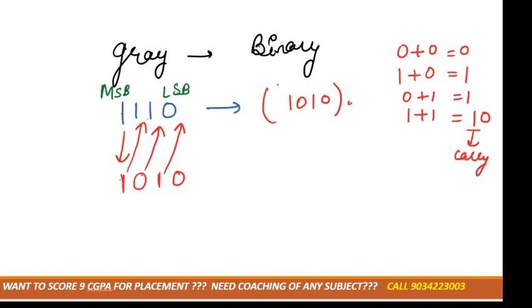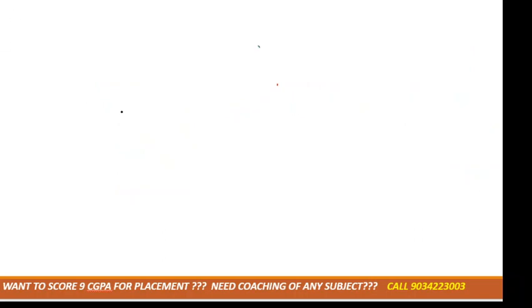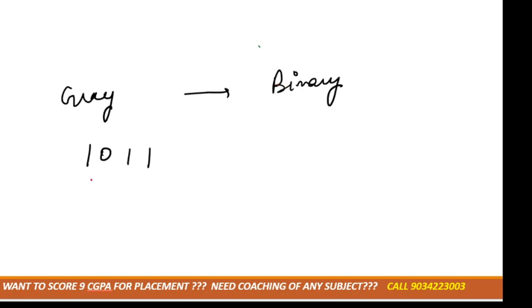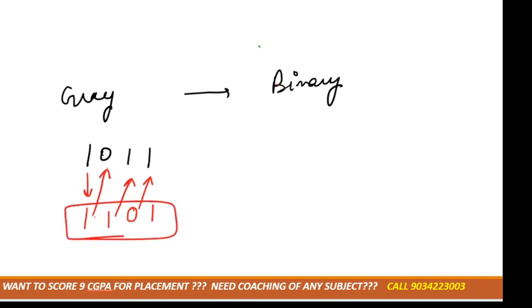Let me tell you one more example so that it will be clear to you. Suppose I have a number in gray form, 1 0 1 1, and you need to convert it into binary form. So 1 as it is, I told you the MSB will be as it is, then it moves diagonally. 1 plus 0 is 1, 1 plus 1 is 0, and 0 plus 1 is 1, right? This is how we can convert gray form to binary form.